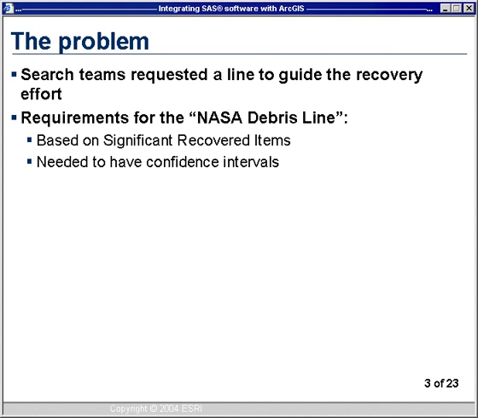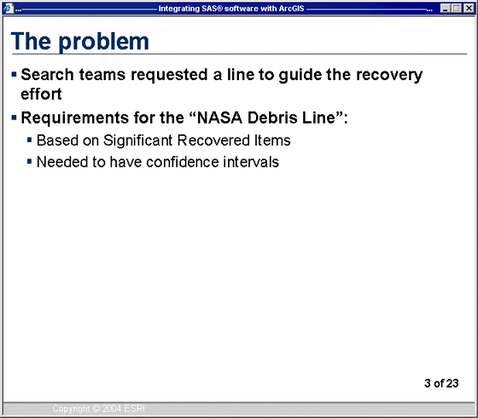NASA tasked us to develop a centralized debris line to guide the recovery efforts. As mentioned before, the search area is large and it was critical to come up with a very small focus area in which we would hope to find all major pieces of debris. NASA also gave us a couple of requirements for the NASA debris line. It had to be based on significant recovered items and we needed to have confidence intervals.